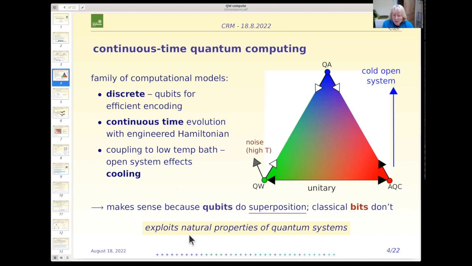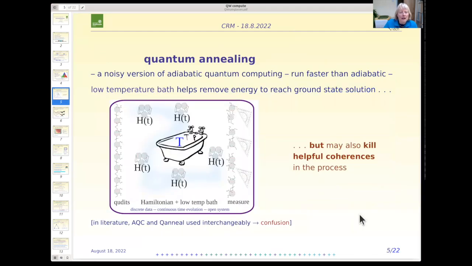It exploits natural properties of quantum systems, where you can smoothly do a transition from 0 to 1, and you can stop anywhere in between in the superposition. You can't do this with classical bits, the way they're defined. They have two discrete values, and that's it. You can flip between them. So just a cartoon picture of that open system version.